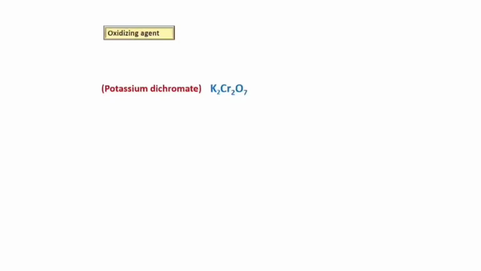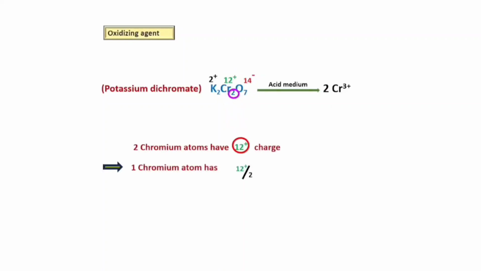Potassium dichromate, a good oxidizing agent. In acid medium, it furnishes chromium ion with +3 charge. In the neutral molecule of potassium dichromate, 2 potassium atoms are in +2 oxidation state and 7 oxygen atoms are in -14 oxidation state. Therefore, the oxidation state of chromium is +12. But there are 2 chromium atoms. So the charge on each chromium atom is 12 by 2, that is +6.